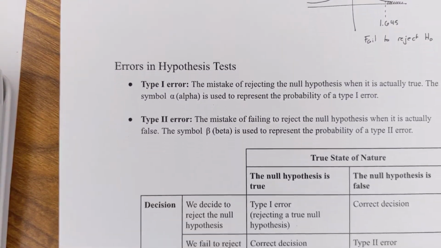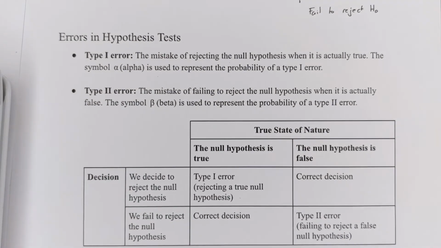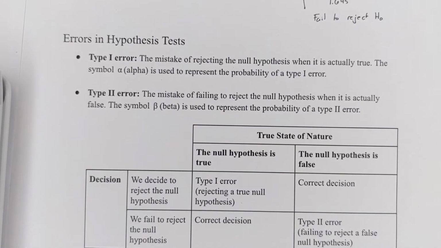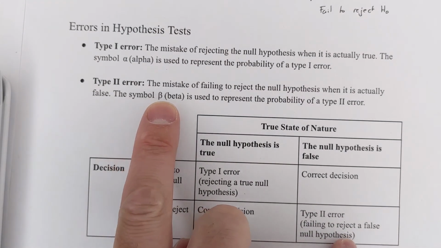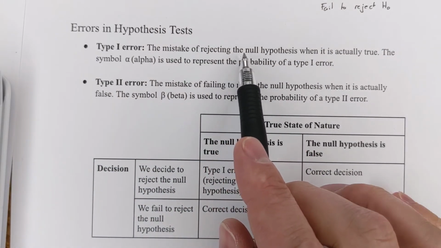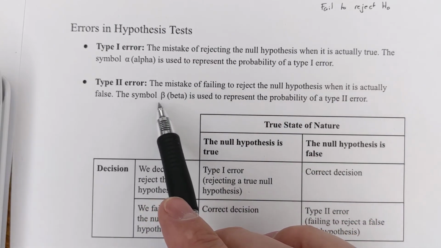Okay. So we've also got errors in hypothesis testing. There are two types of errors you can have. You can have a type 1 error, the mistake of rejecting the null hypothesis when it's actually true. The symbol alpha is used to represent the probability of a type 1 error. And then type 2 error, the mistake of failing to reject the null hypothesis when it's actually false. So type 1 errors, we reject the null when it's true. Type 2 is we don't reject it when we should. The symbol beta is used for this.